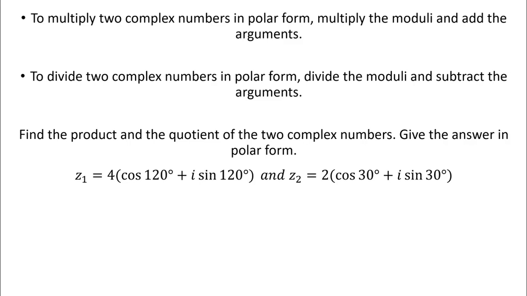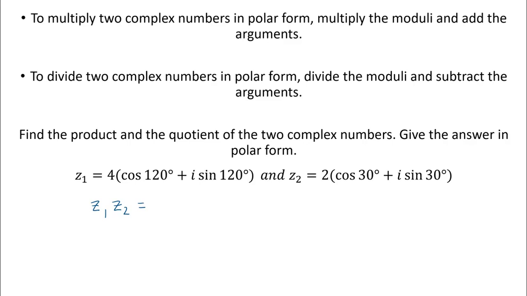So look at this example below. Here we have two complex numbers that are written in polar form, and we want to find the product and the quotient of these two complex numbers. And we're going to give our answer in polar form. First, we want to find z sub 1 times z sub 2.